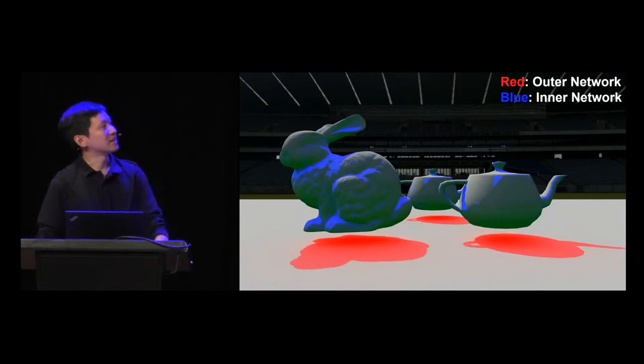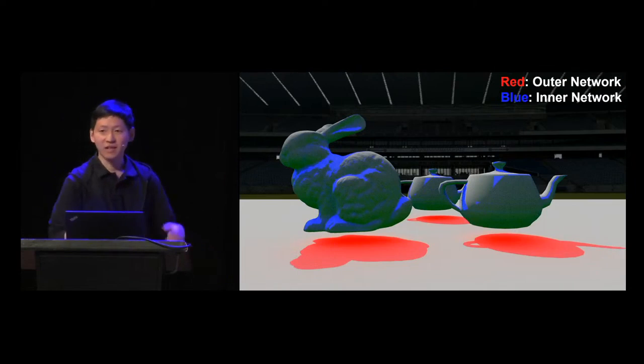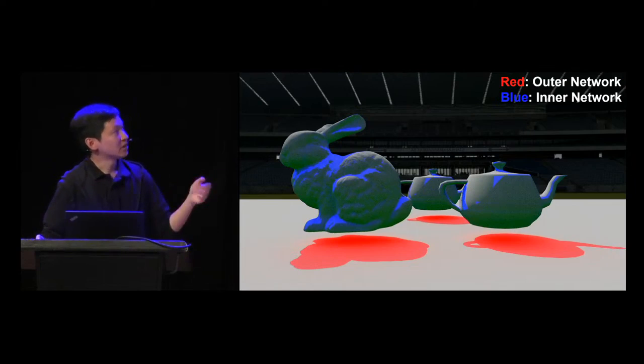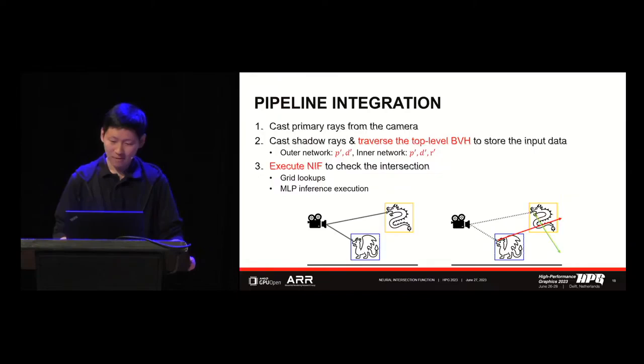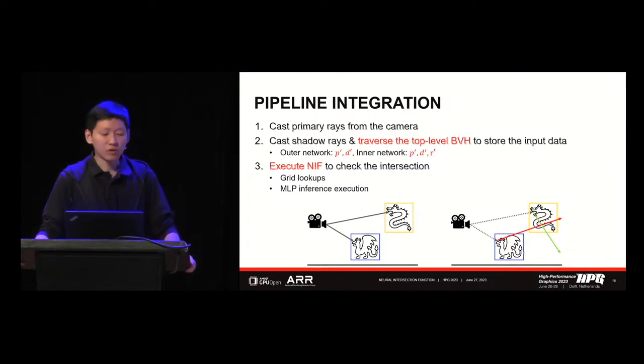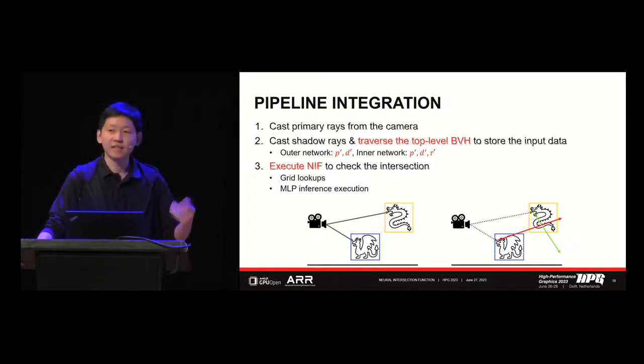And you can also see where those results are coming from. For example, the blue one is being inferred by the inner network, and the red one is from the outer network. Yeah, and this method will not be very useful if we cannot use it. So here I want to explain how this can be easily integrated into the conventional ray tracing pipeline.